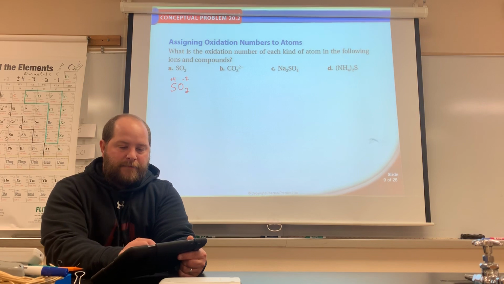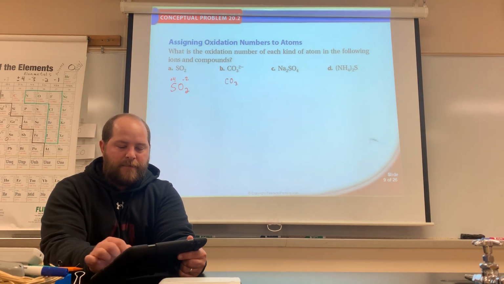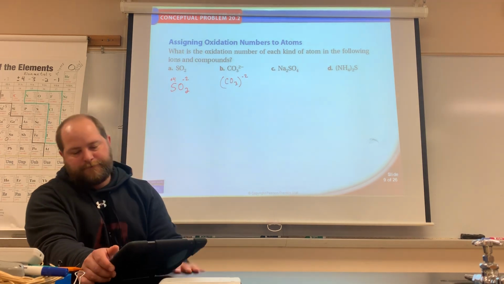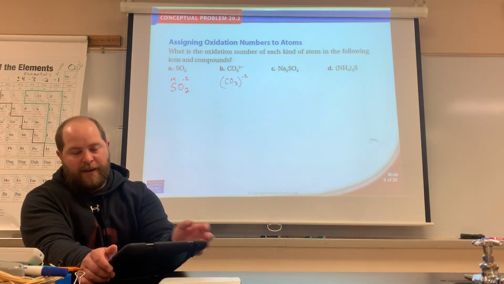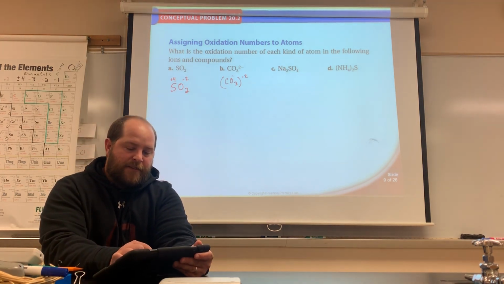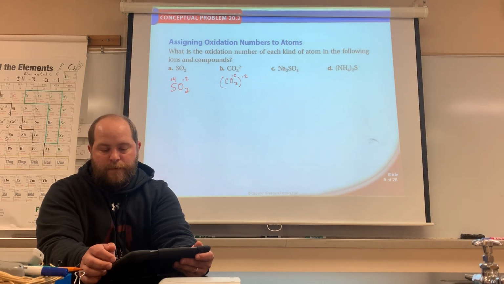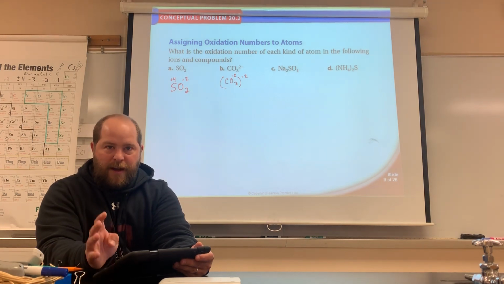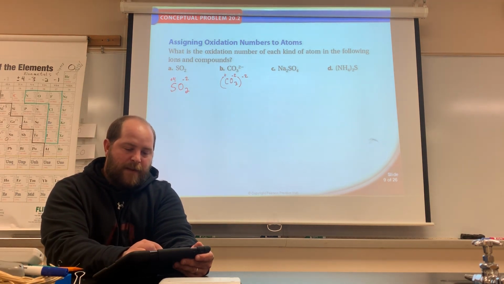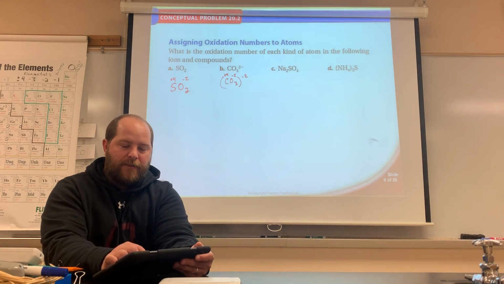Okay, letter B, we have CO3. But here's the deal though. Because this is a polyatomic ion, the final charge must add up to give you a -2. So if we say the oxygen here is a -2, but you've got 3 oxygens, then overall it's -6. So what must the carbon be? The carbon's got to be a +4.